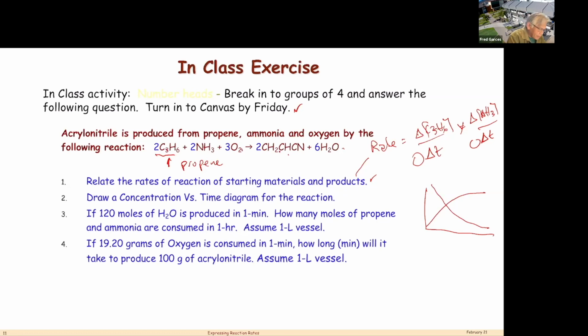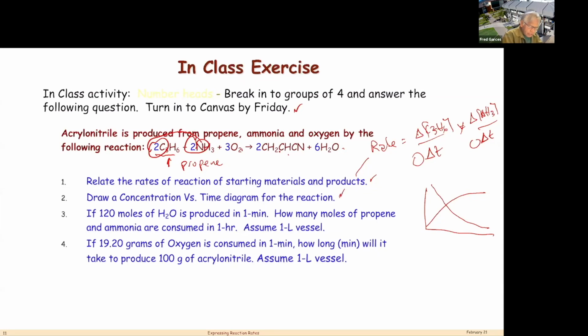And of course, these two will be on top of each other because they have the same coefficient. But draw 5 curves illustrating the change with time for each of these chemicals. A couple of them will be right on top of each other because they have the same coefficient. So that's what this is.